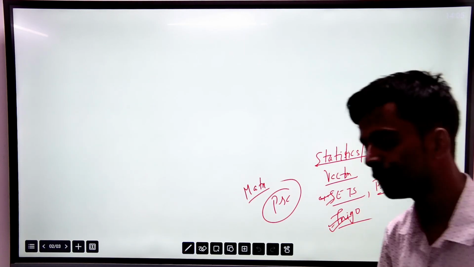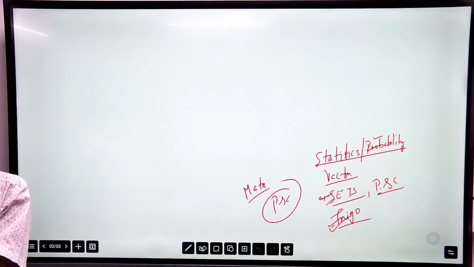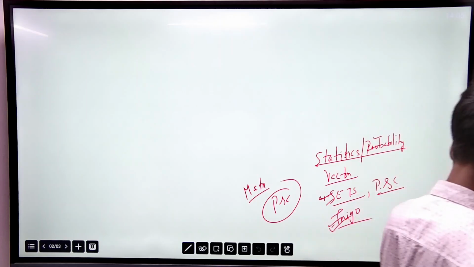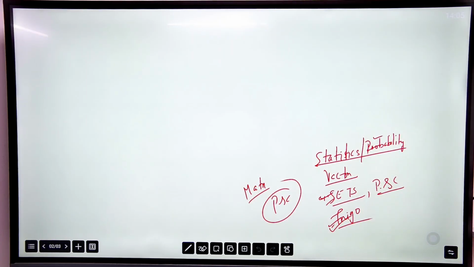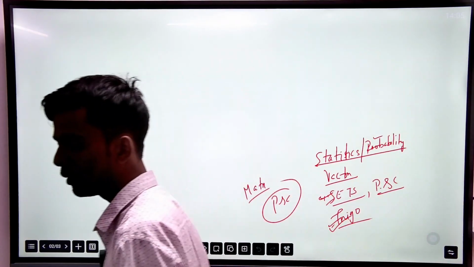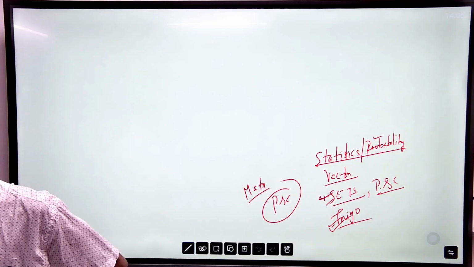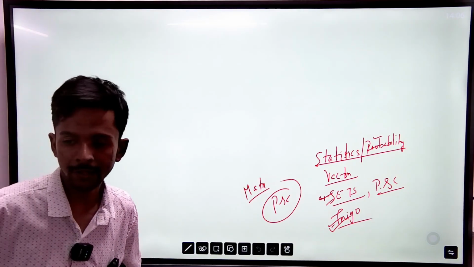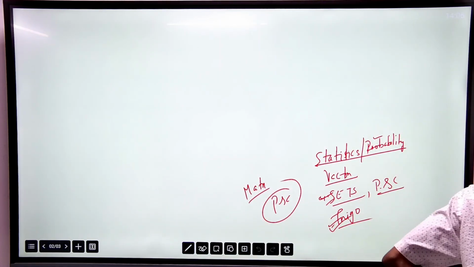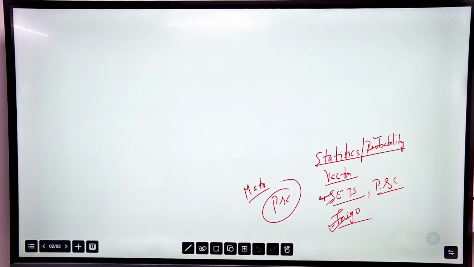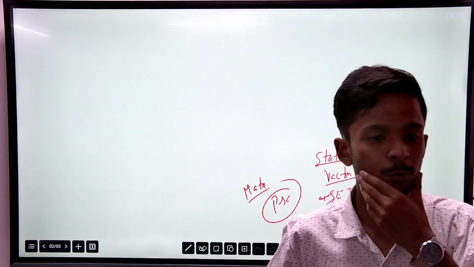Okay, right. In the triangle ABC, where A, B, C are in space, the area of the triangle will be half into AB vector into BC vector.